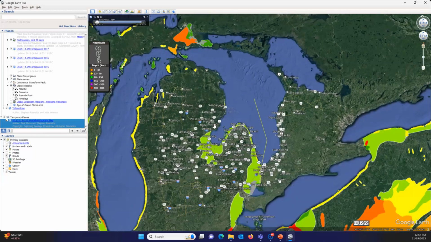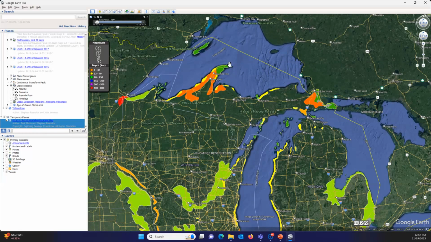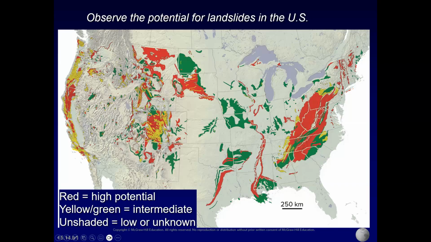So, yeah, in the UP, the Keweenaw, this is more mountainous. So we have intermediate to high potential for landslides. And just ignore this. This is from the plate tectonics exercise. All right. So that's what we're looking at locally, but obviously mountainous regions with great contrast and elevation are going to be our highest potential for landslides, but anywhere you have a drainage system, you got to think about that as well.